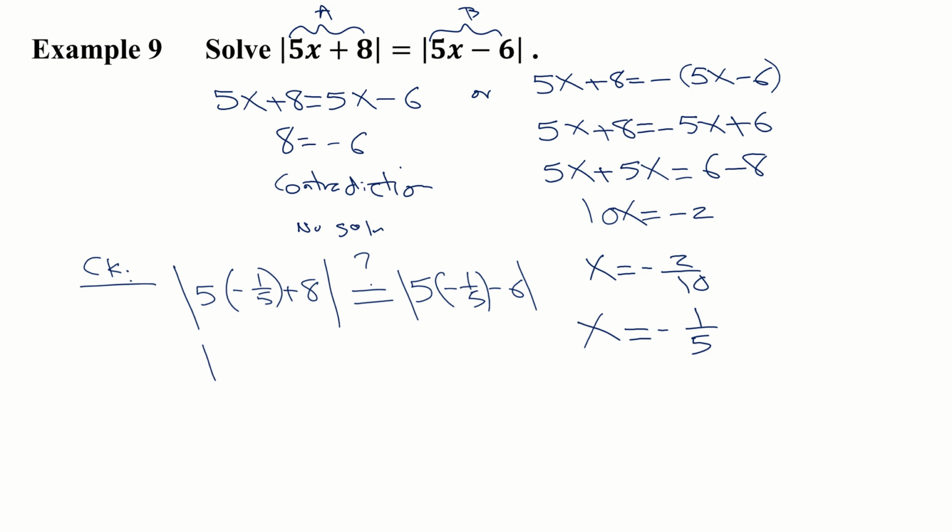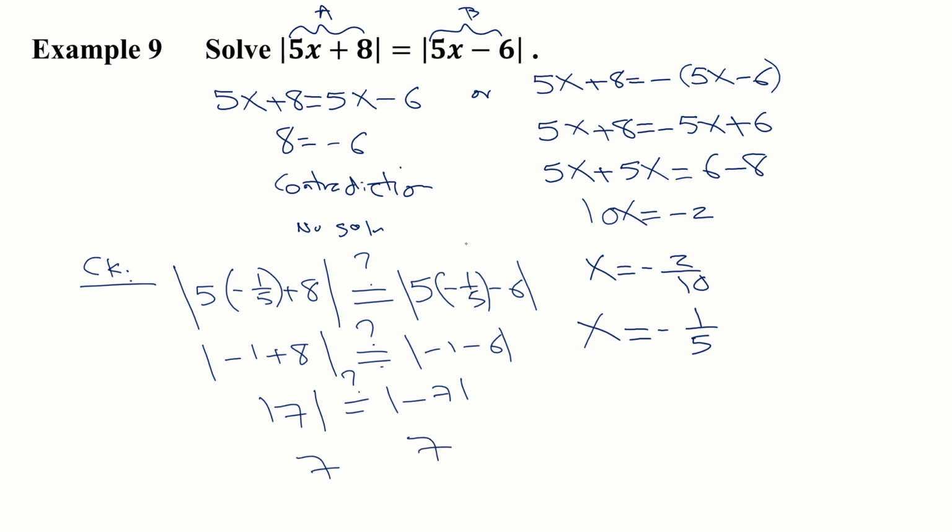All right, so we want to know if the absolute value of, now 5 times negative 1/5, that's negative 1, right? So negative 1 plus 8, we want to know if that's equal to, on the right side, 5 times negative 1/5 is once again negative 1, so absolute value of negative 1 minus 6. Now, negative 1 plus 8 is 7, so we want to know if the absolute value of 7 is equal to the absolute value of negative 7. And of course, the absolute value of 7 is 7, and the absolute value of negative 7 is 7. So we do get an identity, and therefore, negative 1/5 does satisfy this equation and make it true. Therefore, it is a solution.